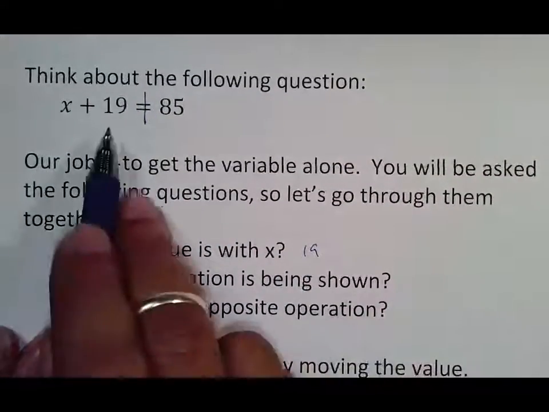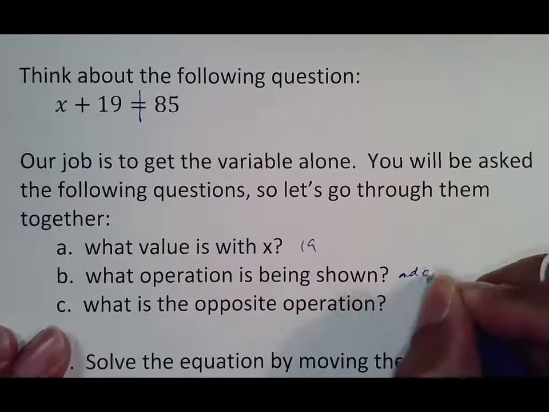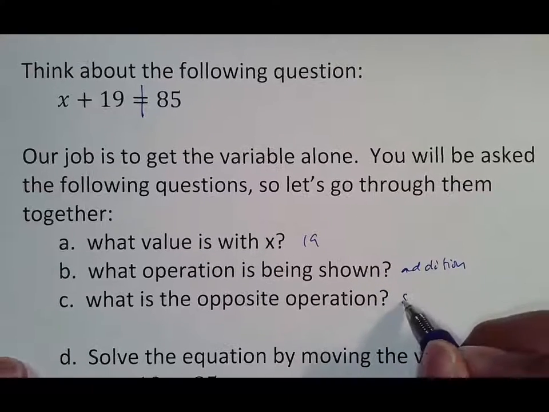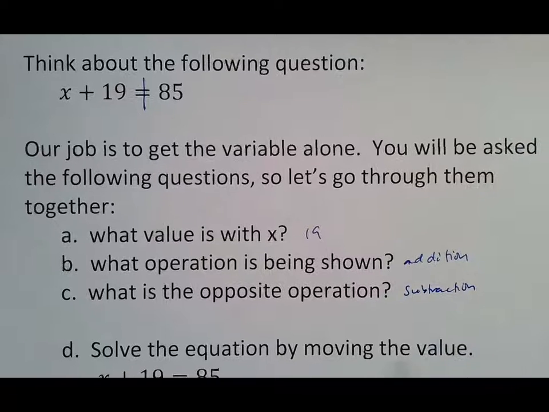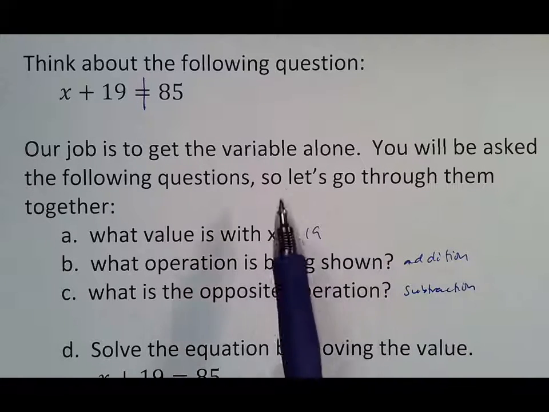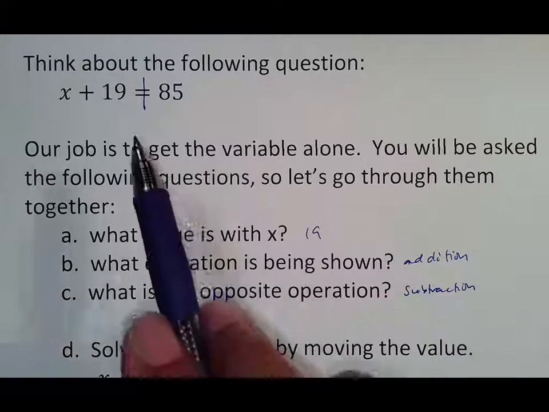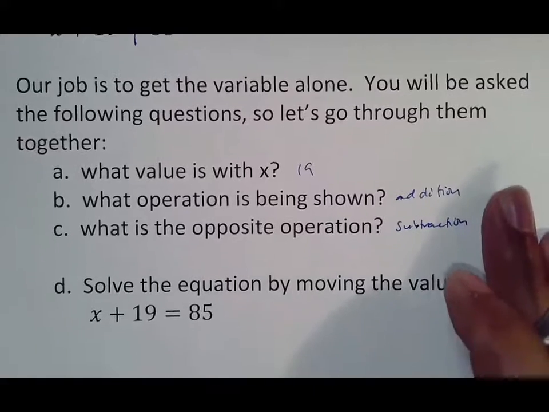What operation is being shown? Well, that's a positive 19, and what you will learn is that positive typically means add, and the opposite of addition is subtraction. And so those are the three things you need to be able to ask yourself. You need to be able to identify what value is with x. You need to be able to identify what the operation is being shown with that value and their connection, and then determine what the opposite operation is.